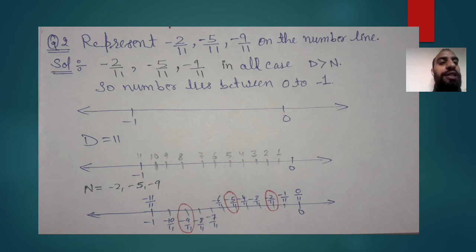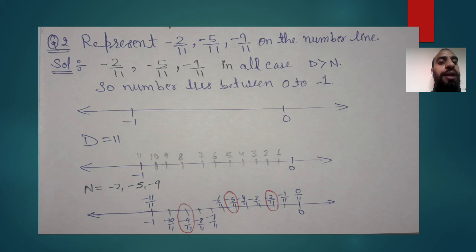In all cases, you can see the denominator is greater than the numerator. So it is very clear from here, if the denominator is greater and all the numbers are negative, these lie between 0 to minus 1. So you can see here I have drawn a number line only from 0 to minus 1.